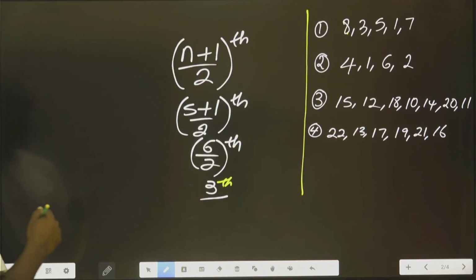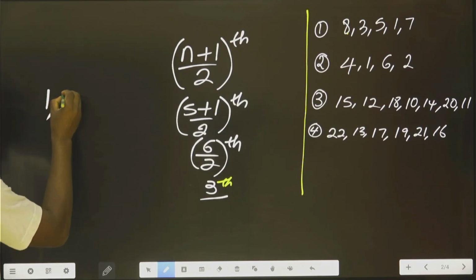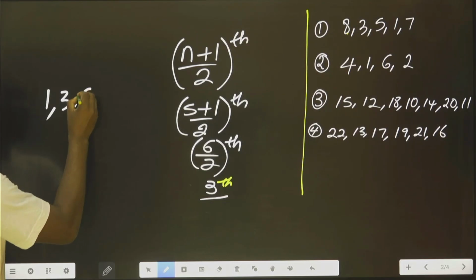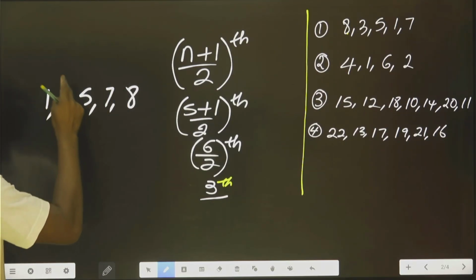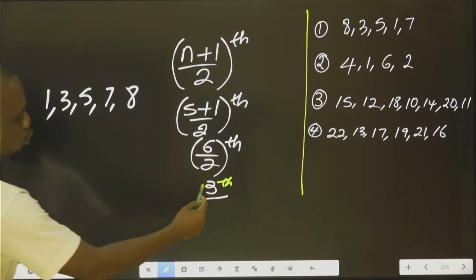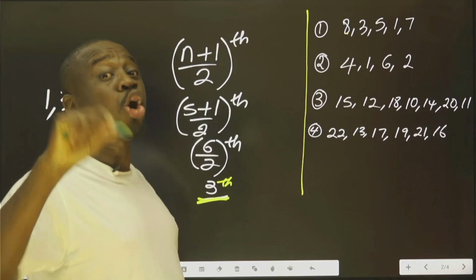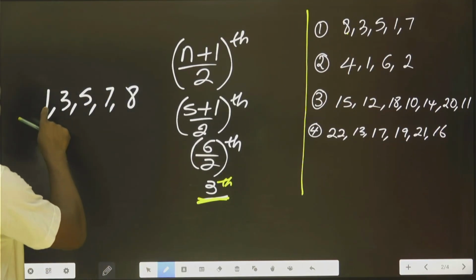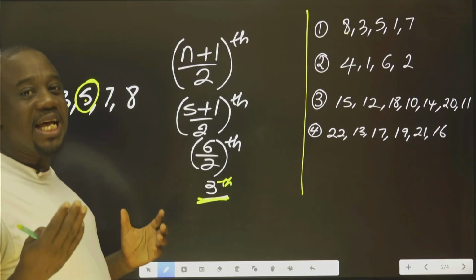to the biggest. That is start from 1, followed by 3, followed by 5, 7, then 8. 1, 2, 3, 4, 5. Now, we are going to locate the median in the third position. That is 1, 2, 3. 5 is the median. Okay? Have you done that? Let's go for the second one.